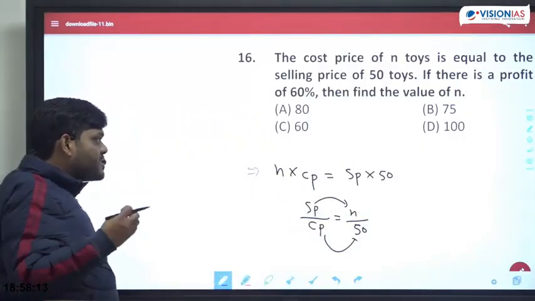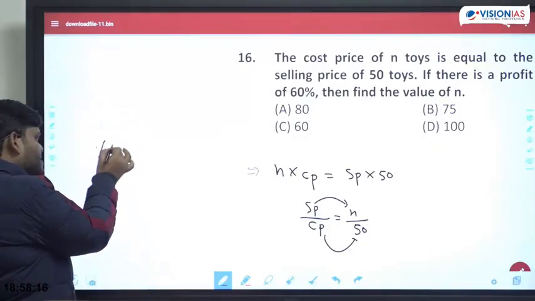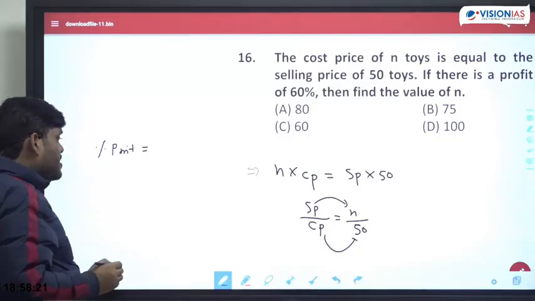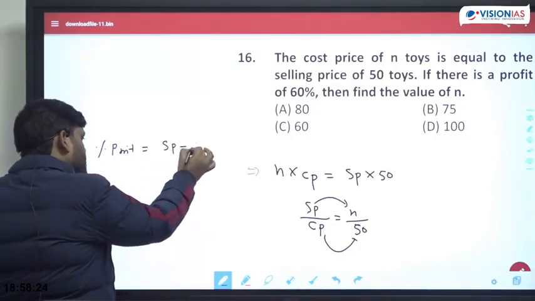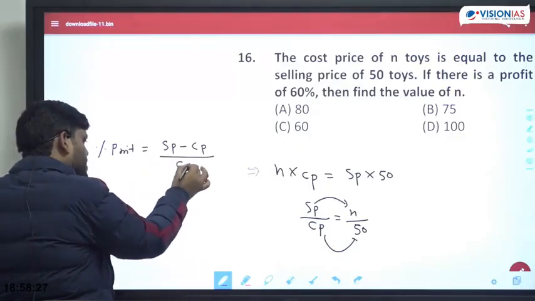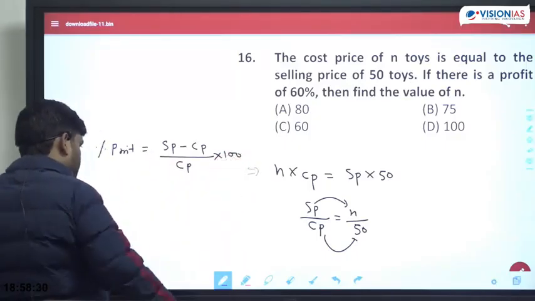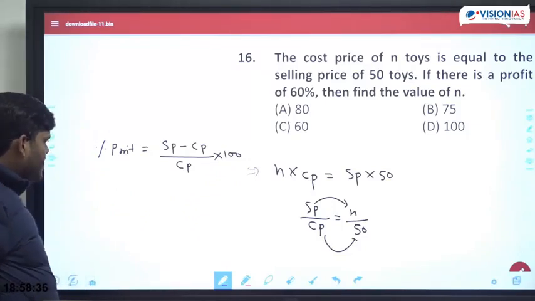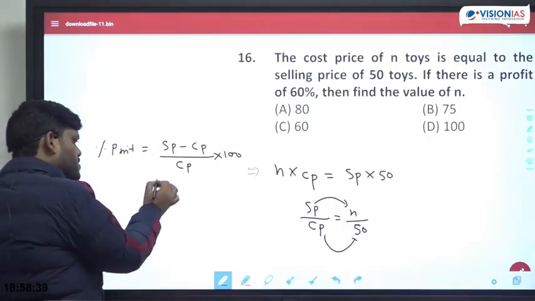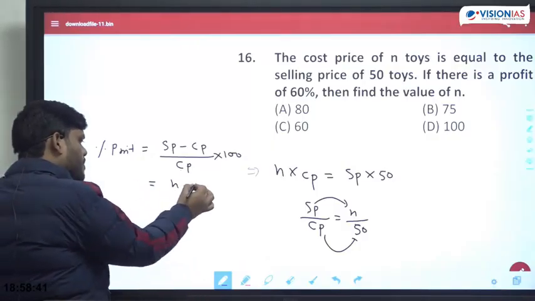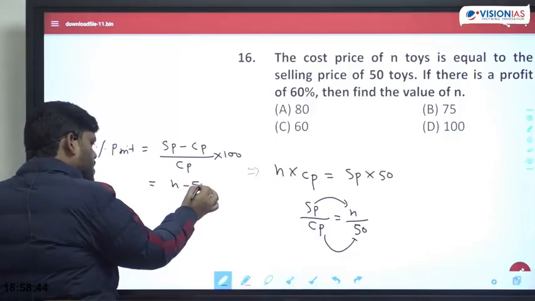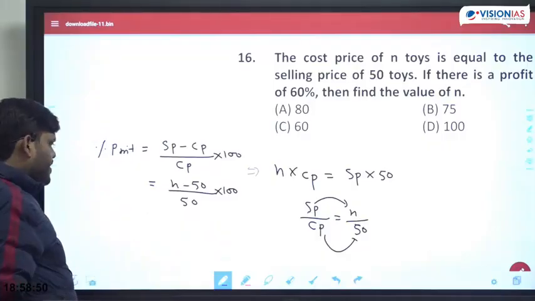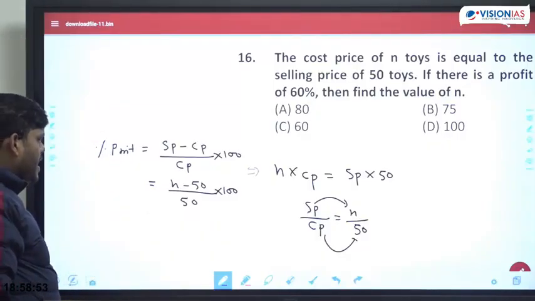Now what is given? The percent of profit is given. So percent of profit should be equal to (SP minus CP) upon CP into 100. We can put all the values. This is (N minus 50) upon 50 into 100.